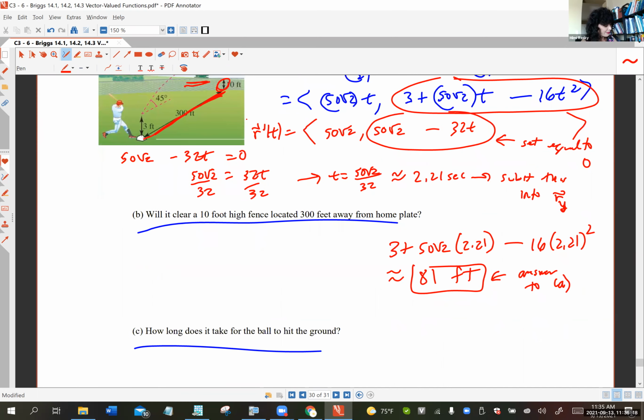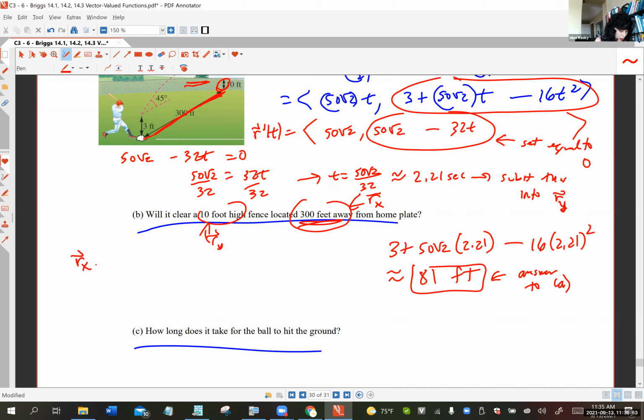Otherwise, maybe not. So what you're going to do is you're basically saying with this 300 feet away, the x component of position, Rx, is equal to 300. And then the Ry would be the height. So we need to find how long it takes for the ball to make it where the range is 300 feet, and then we'll plug that in and see if that's going to give us a vertical component that's bigger than 10 feet or not. Well, how do we do that?